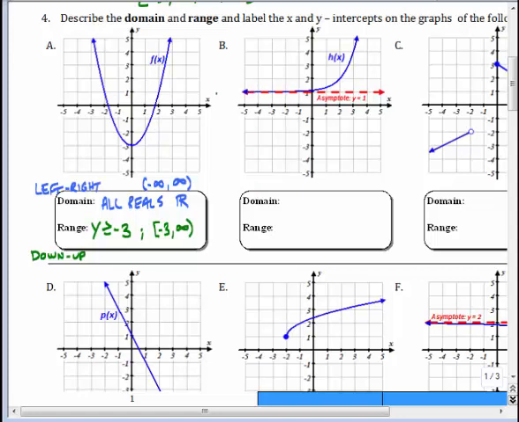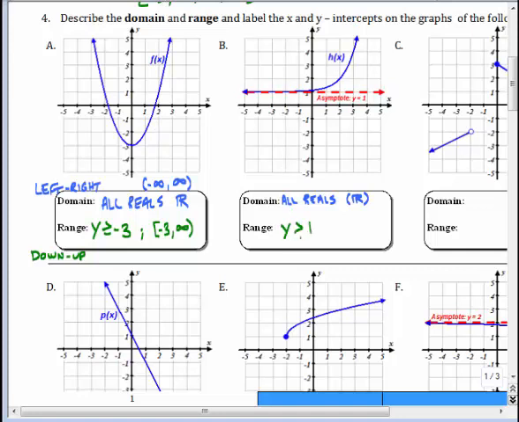This function moves forever to the left and forever to the right. So again, the domain of this one is all reals. That means any real number at all you can have on that graph for x. But the range is limited. If you look, this function has an asymptote at 1, so again, range is up and down. So it bottoms out at 1 and goes up forever. So the way we'd say this is y is everything bigger than 1.